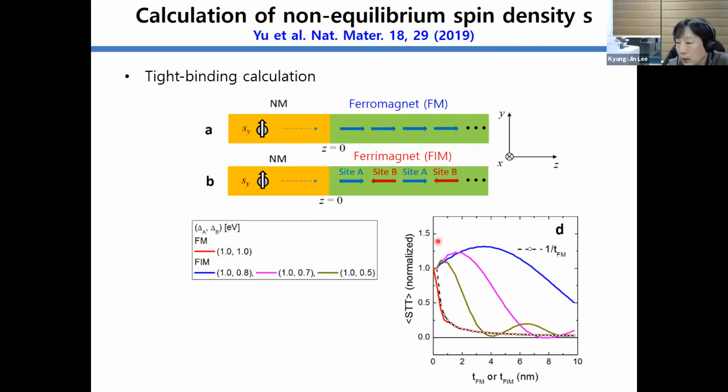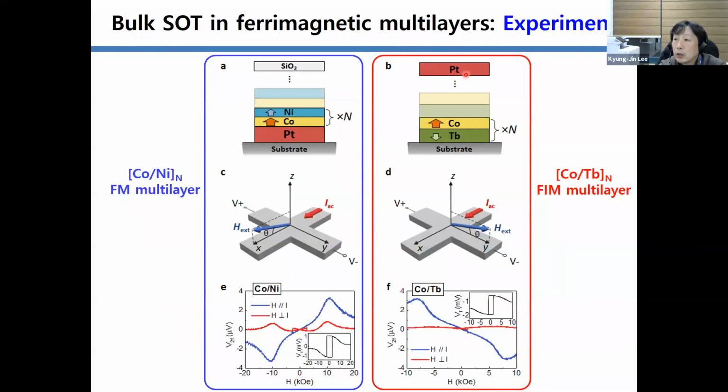But in the case of a ferrimagnet with different antiferromagnetic ordering, it shows much longer wavelengths, meaning that the coherence length of the ferrimagnet would be longer than that of the ferromagnet. So Hyun-Soo Yang's group carried out the experiment. They compared two samples. One is a cobalt-nickel ferromagnetic multilayer, and the other one is a cobalt-terbium ferrimagnetic multilayer. And both have platinum at the bottom or top.